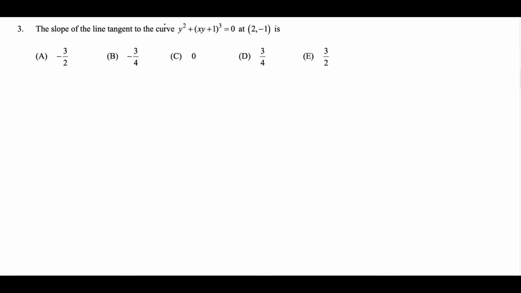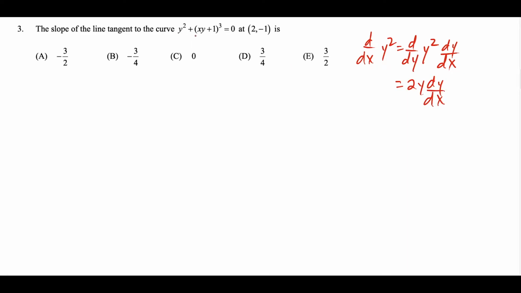We want to find the slope of the line tangent to this curve at the point x equals 2, y equals negative 1. So we're going to use implicit differentiation here. And just know anytime we take the derivative with respect to x of something like y squared, what we want to do is take the derivative with respect to y of y squared and then multiply by dy dx. So this individual piece would work out to 2y dy dx.